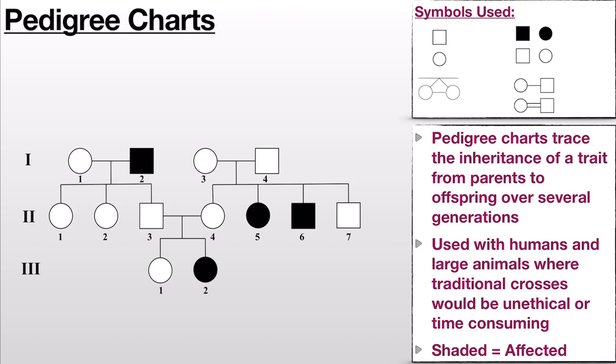Now, when you look at pedigrees, we have shaded individuals. These are shaded right here, and then we have unshaded. And shaded individuals are always the affected. So whatever disorder you're talking about are the shaded ones.